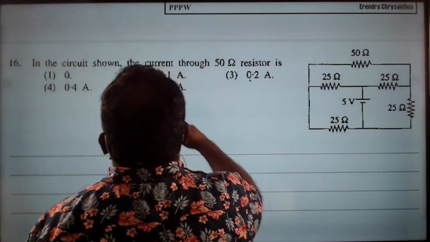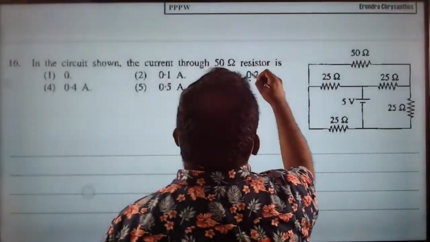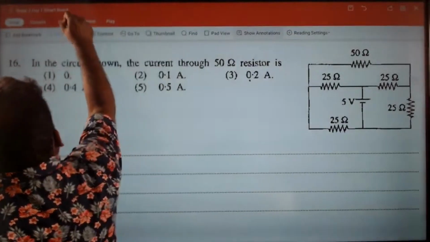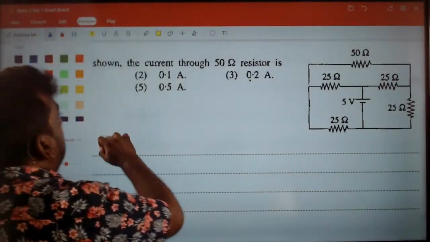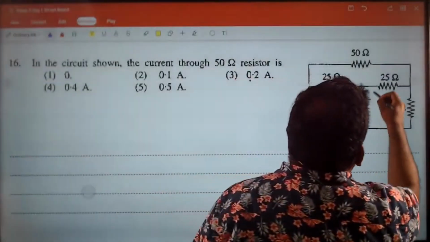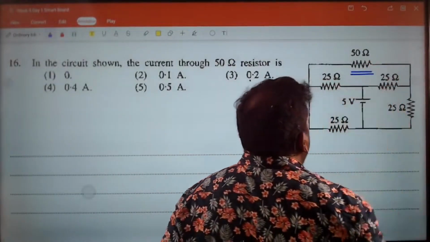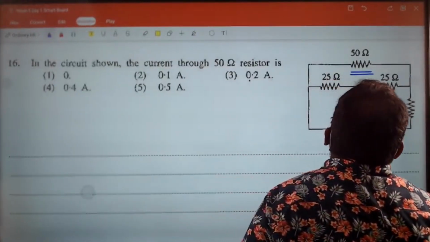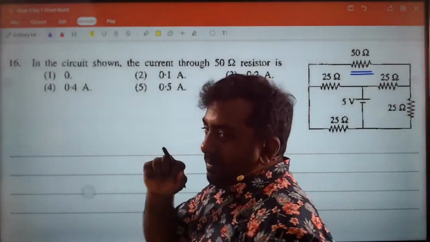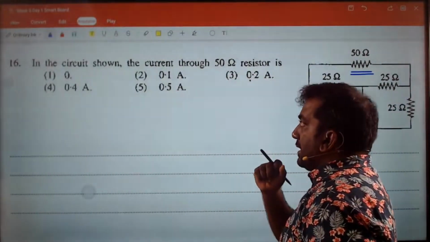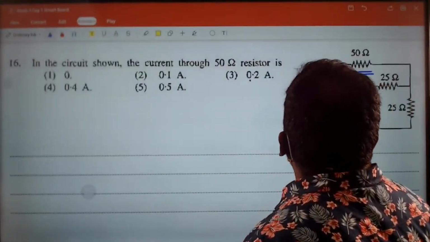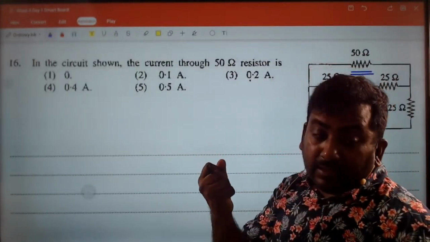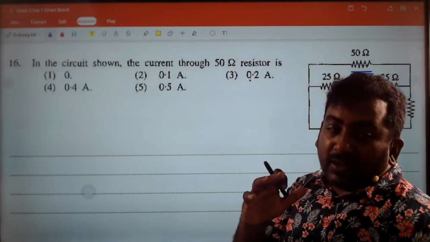Now look. In the circuit shown, the current through the 50 ohm resistor is... 50 ohm is here. When you solve this, don't be in a hurry, just think carefully. If you think carefully, you can get a better answer. Some of you are going to apply Kirchhoff at once. Don't go and apply Kirchhoff at once, think a bit.